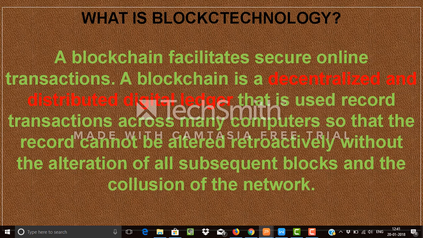Blockchain technology is a technology based on a decentralized and distributed digital ledger. It is used for online transactions, but not only for that. Basically, it is a distributed and decentralized information system. It is used to record transactions across many computers so that the record cannot be altered retroactively without the alteration of all subsequent blocks and the collusion of the network.